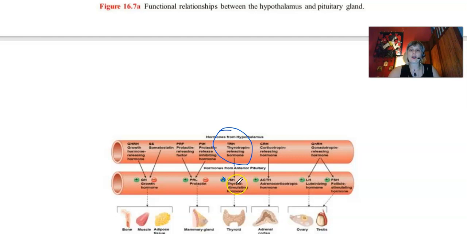So TSH causes the release of thyroxine. So what is thyroxine? Thyroxine stimulates and regulates your metabolism. So kind of important to have, right? So there's thyroxine, all right? So that's TRH stimulates TSH. TSH goes into the bloodstream.